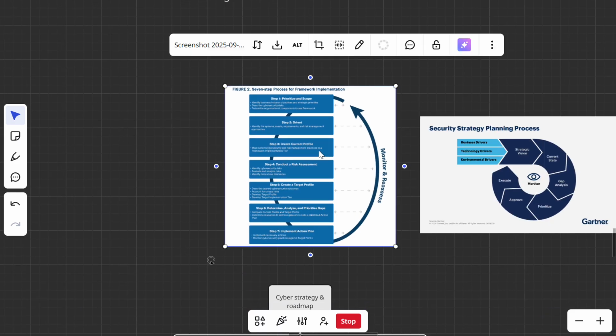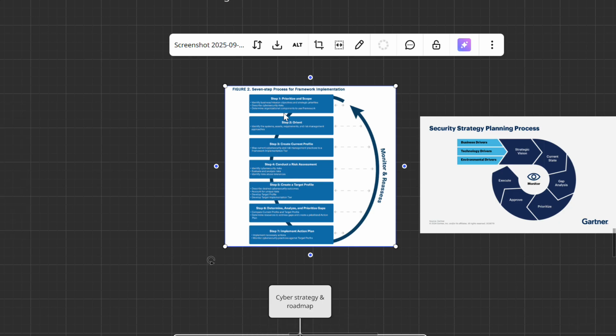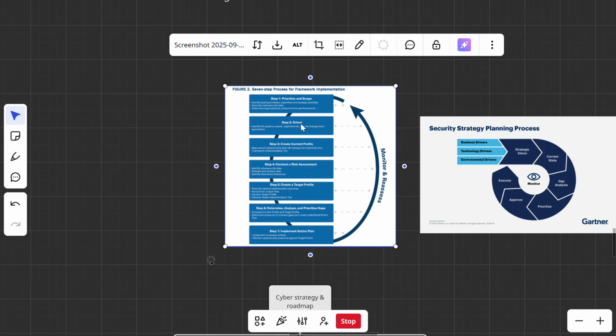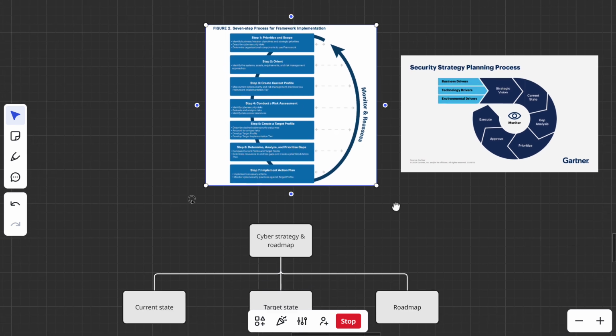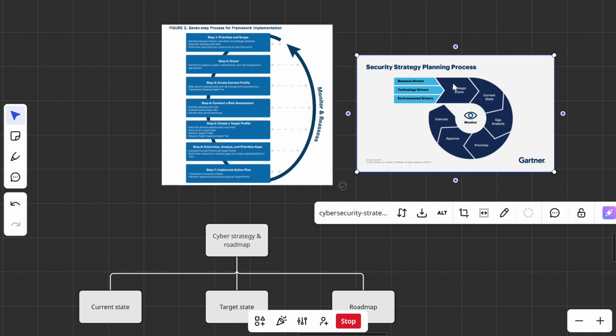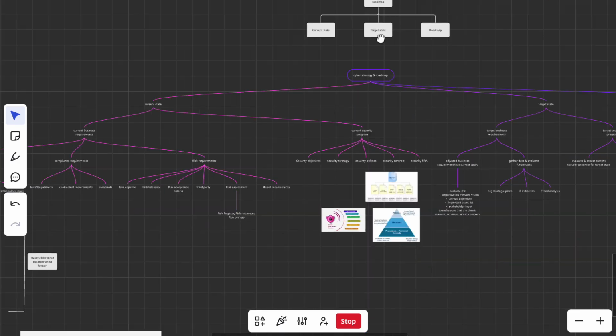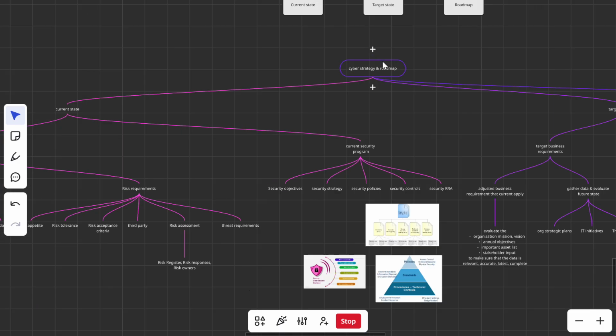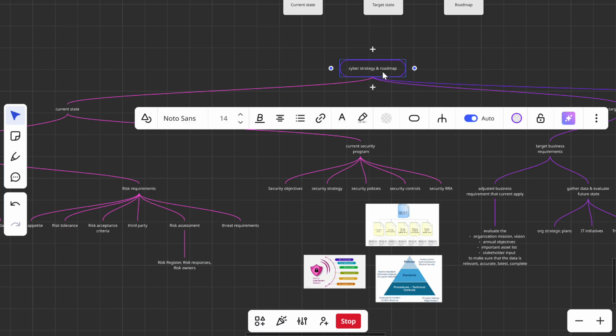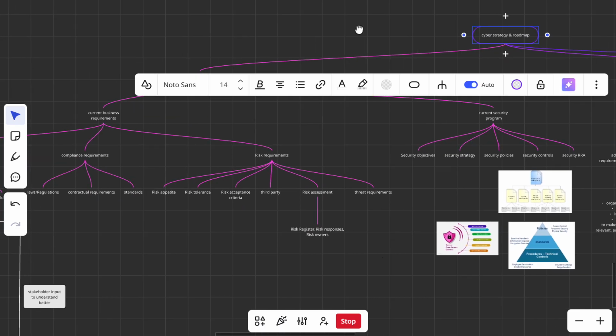This is the CISA seven-step process. They have made it more simple. So: prioritize and scope, orient and create current profile. This is the current state. Conduct risk assessment, create a target profile. This is the target state. And determine, analyze gaps, and implement the action plan. This is the roadmap. Gartner is very simple. Strategic vision is the target state, and the rest are very easy to explain. So let's move on. Let's get deeper into strategy and roadmap.